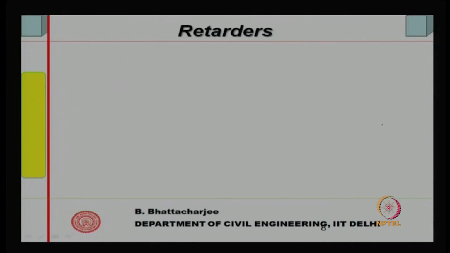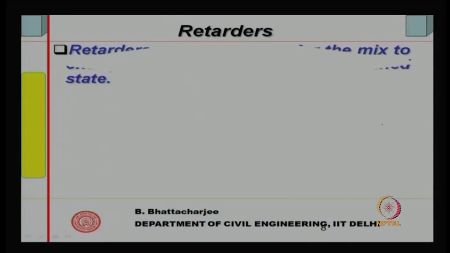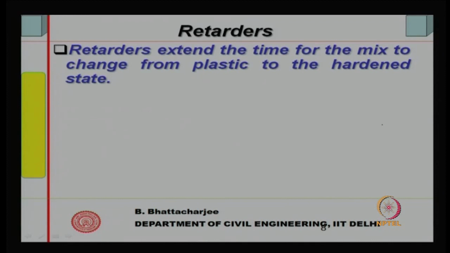So, this was water reducing agents, plasticizers, superplasticizers and hyperplasticizers. Now, we can come to retarders, the another kind of admixtures, which we defined as the ones which will retard the setting and hardening process. Let us see what they are. Essentially, retarders extend the time for the mix to change from plastic to solid state first and then hardened state. So, it requires more time.